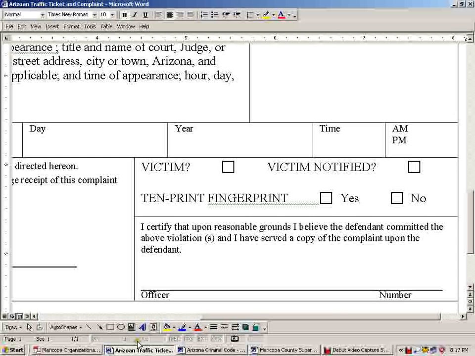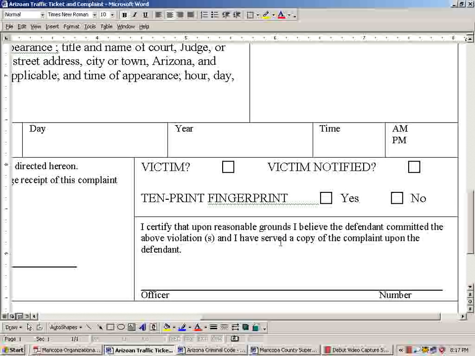Let's go look and see what it says. I certify that upon reasonable grounds I believe the defendant committed the above violations. Doesn't say anything about being contrary to law, right? And I have served a copy of the complaint, and he's calling it a complaint, on the defendant. So he is certifying that it's a complaint.